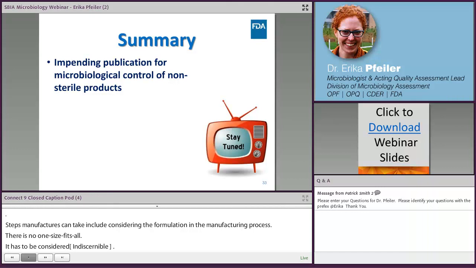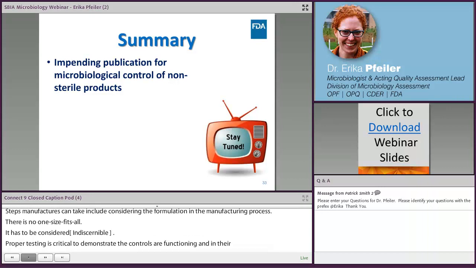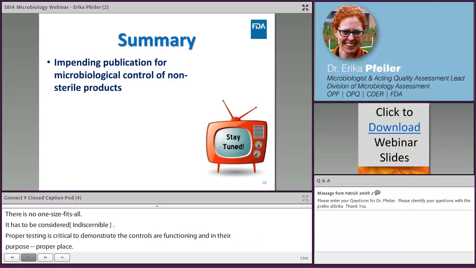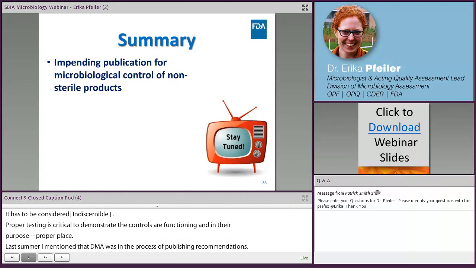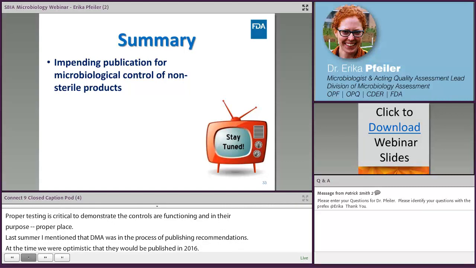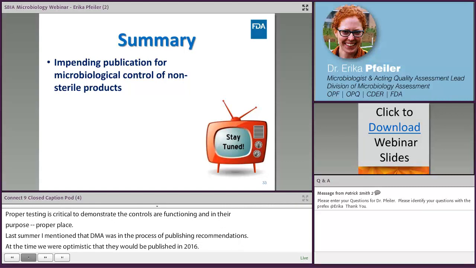When I spoke on this topic last summer, I mentioned that DMA was in the process of publishing our recommendations on considerations for non-sterile products. At the time, we were optimistic that these would be published in 2016, but as you can see on your calendar, 2016 has come and gone with no such publication, and nobody is more disappointed about this than I am.